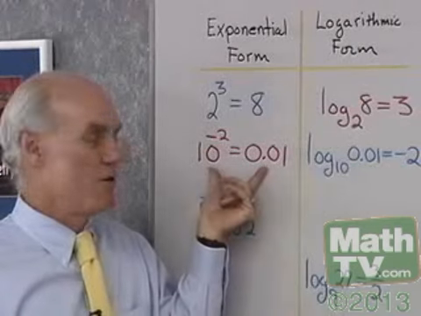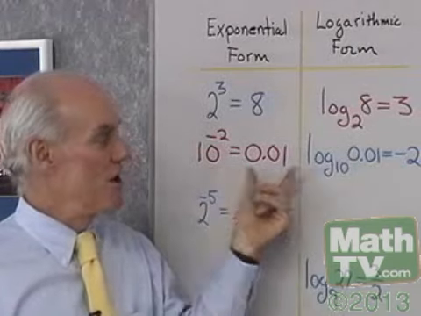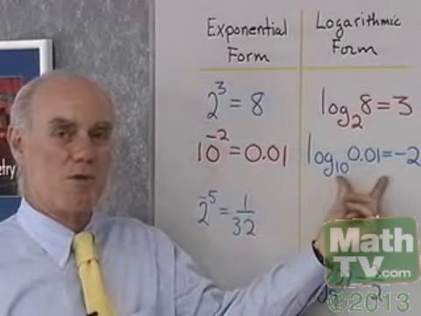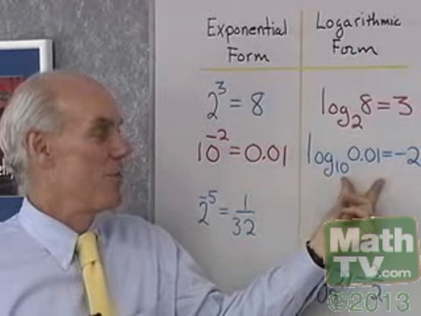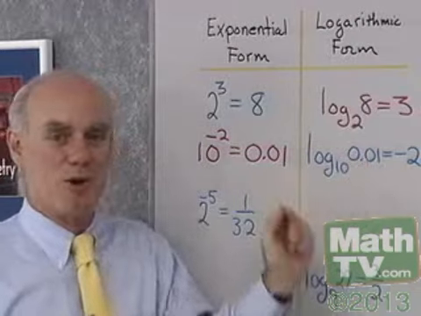So exponential form looks like this. I know this is a true statement. This is what it corresponds to in logarithmic form. So this and this really say the same thing about the numbers 10, negative 2, and 0.01.